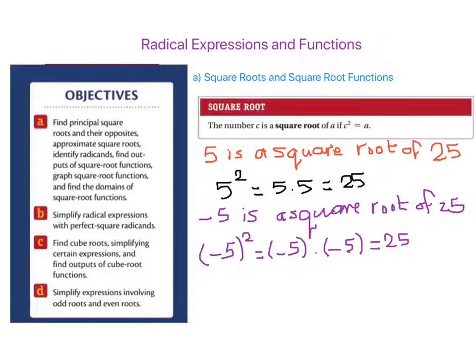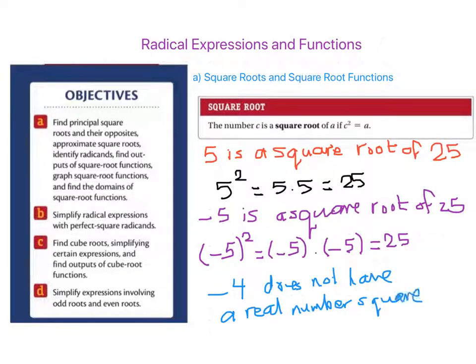But what about negative 4? Does it have a real number square root? No. Why? Because there is no number c such that c squared is equal to negative 4. So negative 4 does not have a real number square root.